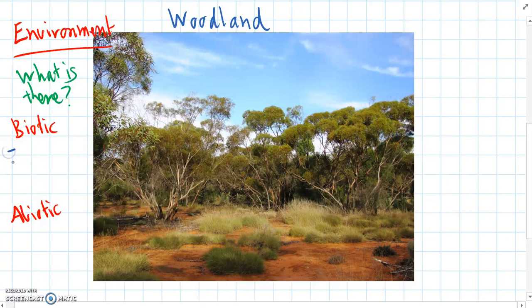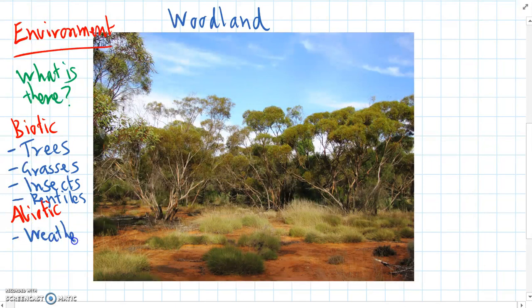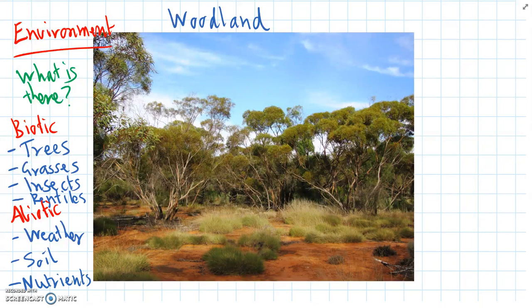Some biotic factors would be, we can see there are some trees, eucalyptus trees. There are grasses closer to the ground. We know there would be some insects living in there, and other animals too, maybe reptiles like lizards and snakes. And some of the abiotic factors would be the weather, the soil, and other things like nutrients, which are found in the soil as well. So the environment itself is just looking at what is there in that area.